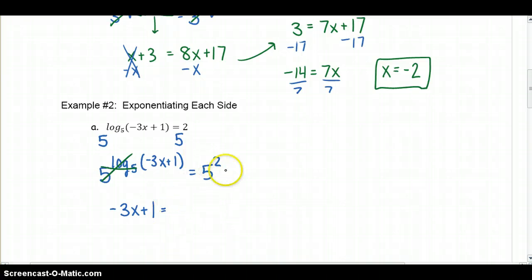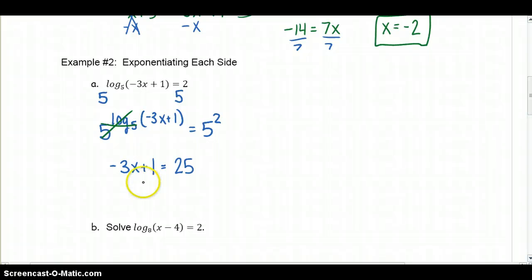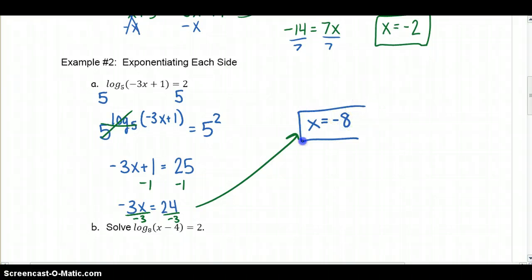And then be careful here, we no longer have a logarithm that we're getting rid of, so 5 to the second, we're just going to simplify that, and that's 25. And now, once again, this becomes an easier problem to solve. Subtract 1 from both sides, negative 3x equals 24, and then we just got to divide both sides by negative 3 to get x equals negative 8. And there's our answer.